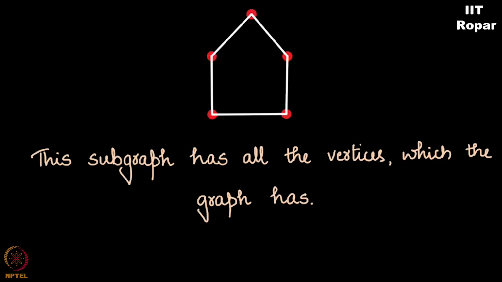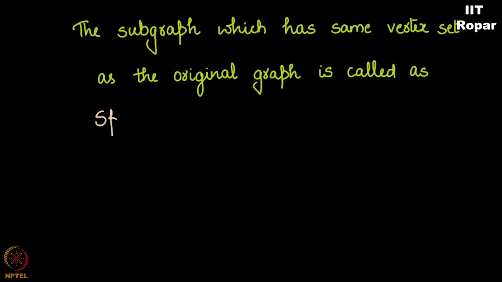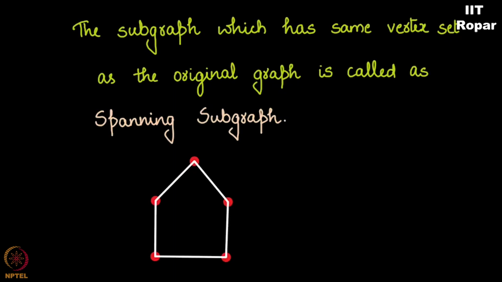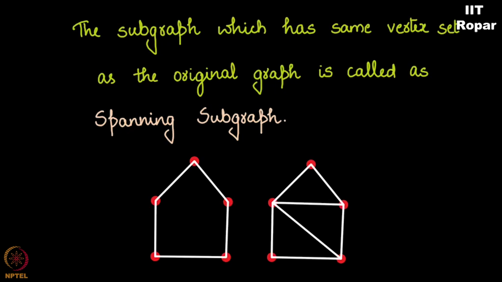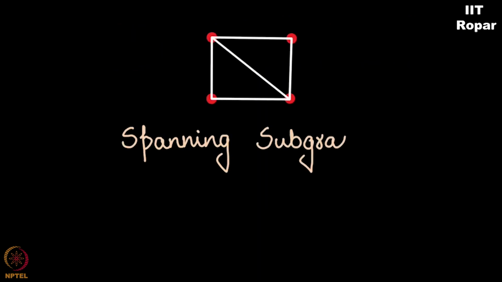Now, the subgraph which has the same vertex set as the original graph is called a spanning subgraph. So this is a spanning subgraph of this graph. Now, let me consider this subgraph. Is this a spanning subgraph? No, this is not. We haven't covered all the vertices here.